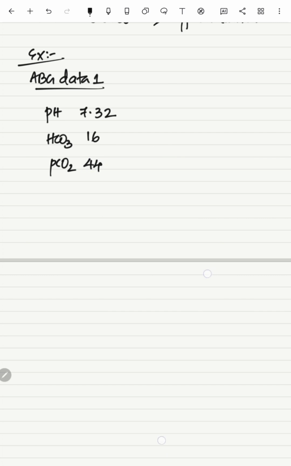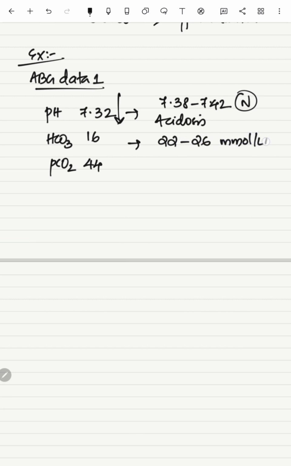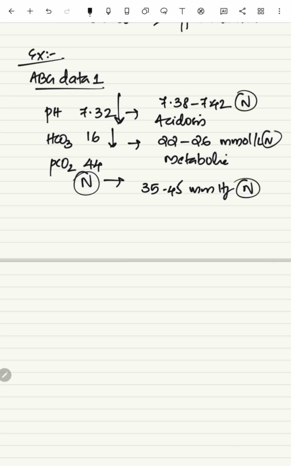Now we will discuss an ABG data. Here pH is 7.32, HCO3 16, PCO2 44. So what is the normal reference range for pH? 7.38 to 7.42. In this condition, pH is decreased, so that means it is acidosis. Normal HCO3 is 22 to 26. In this case, HCO3 is again decreased. So that means metabolic. So this is metabolic acidosis, and there is no change in PCO2. So we are terming it as uncompensated metabolic acidosis.